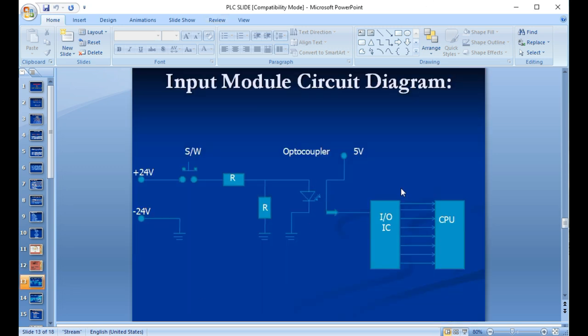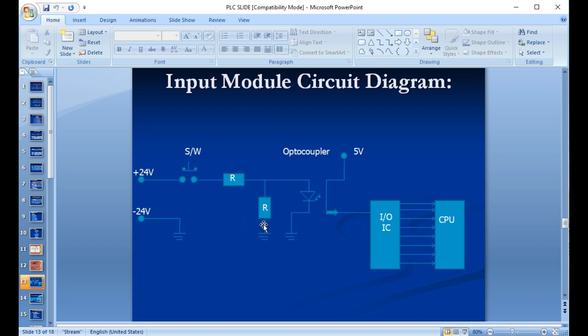What is the input module circuit, and how does it work internally in the PLC? A 24 volt supply goes to your input sensing device, that is the switch. Okay, this is the internal input part of your PLC. Now when your switch is pushed, that is a relay, an internal relay. There are two types of PLC in the world right now: one is the relay type, and the second is the transistor type.